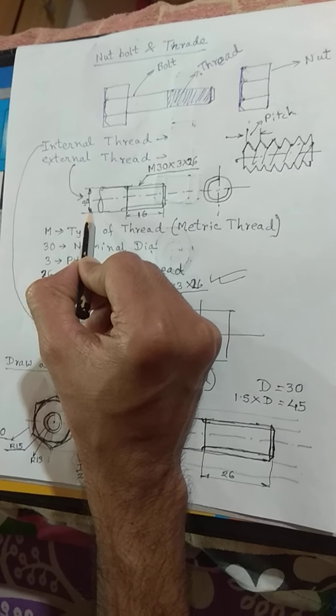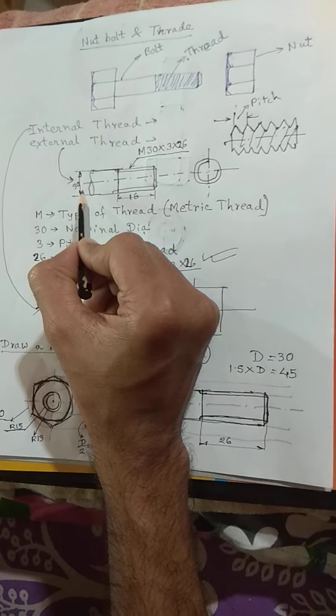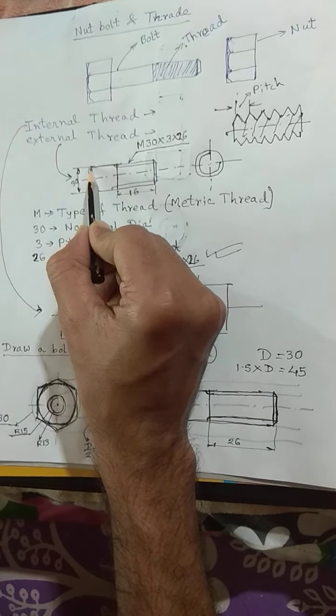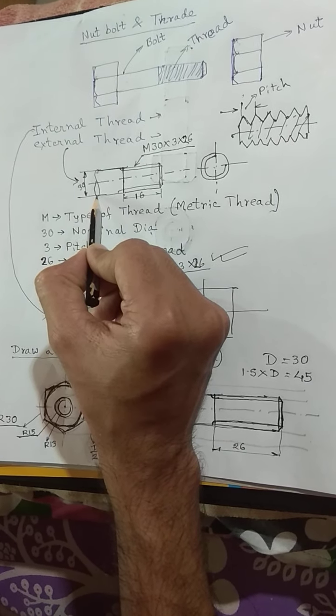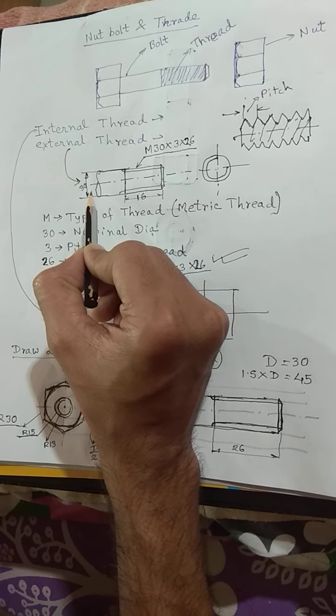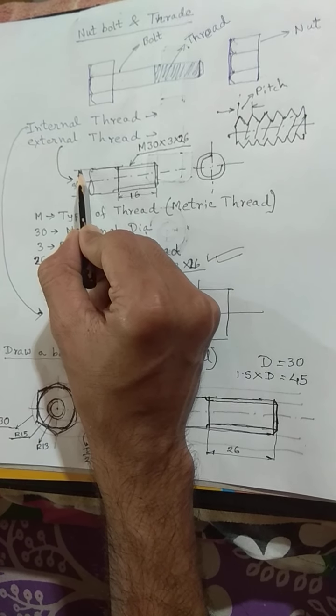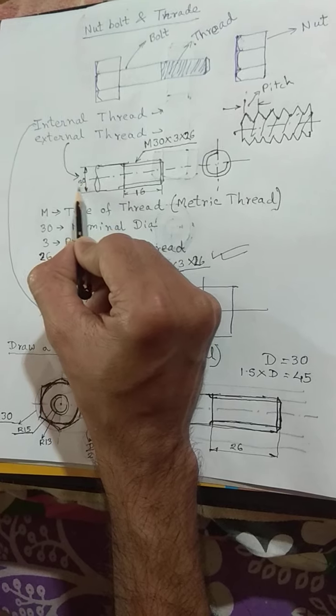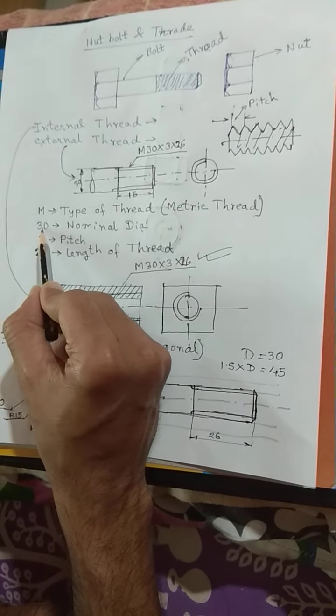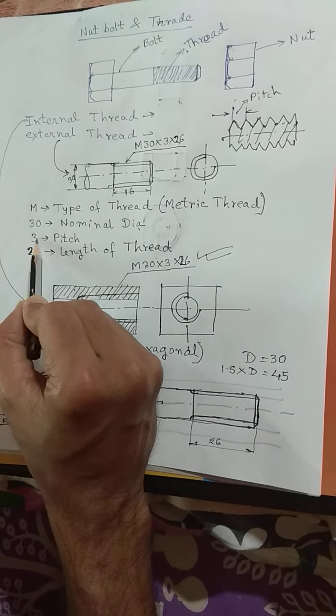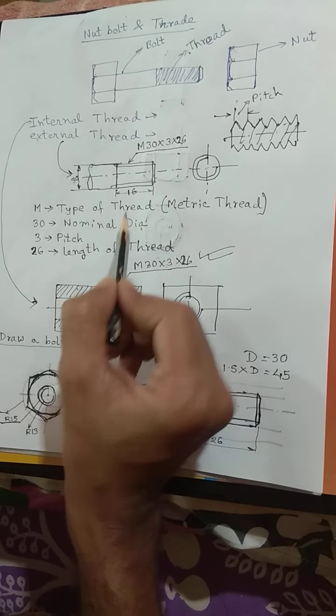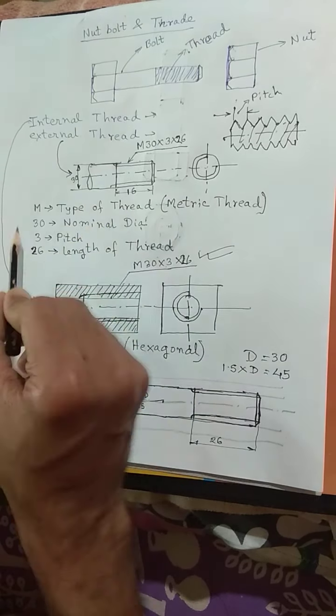Basically the nominal diameter is the diameter of the cylindrical part before cutting a thread. So this is the nominal part, and you see this is 30. So 30 is the nominal diameter, and 3 is the pitch. What is pitch? You are seeing this 3 is the pitch.